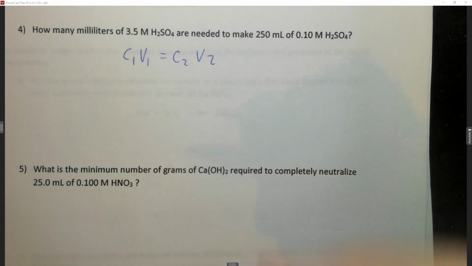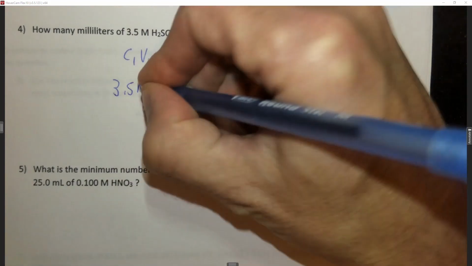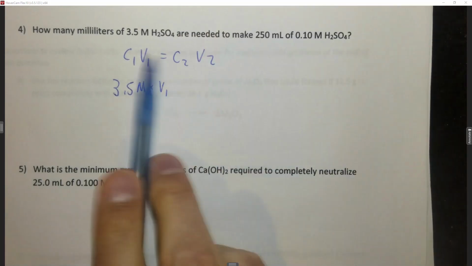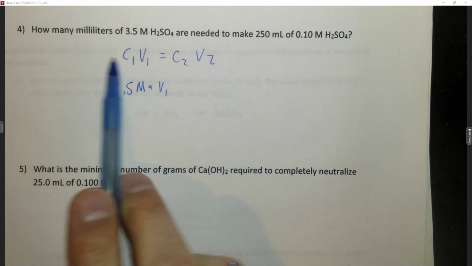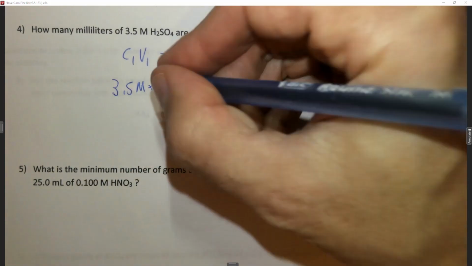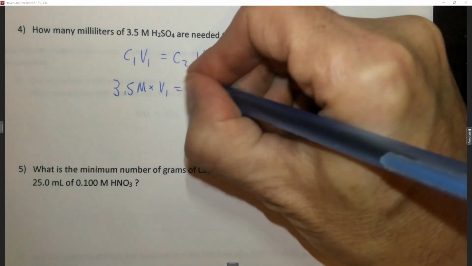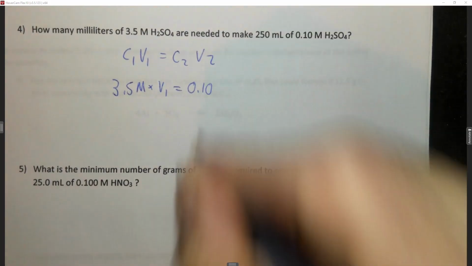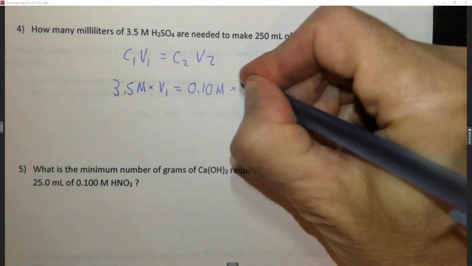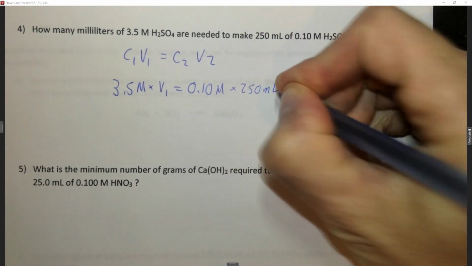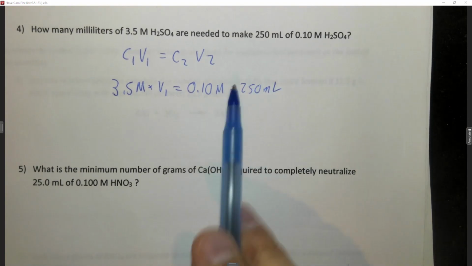In this case, the initial concentration is the more concentrated one, which is 3.5 molar. The initial volume of this 3.5 molar solution we need is how many milliliters. It's the variable. That's what it's asking us. So I'm just going to leave that as V1. C2 is the final concentration. We want to turn this 3.5 molar sulfuric acid into 0.1 molar sulfuric acid. And it tells us that we want to make 250 milliliters of that sulfuric acid, the 0.1 molar.